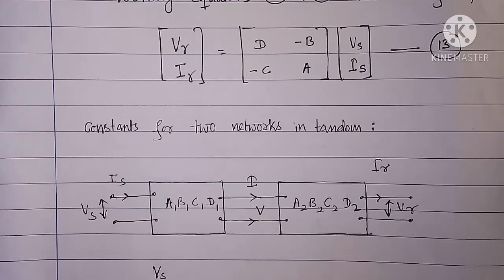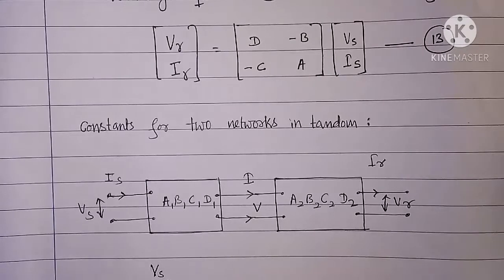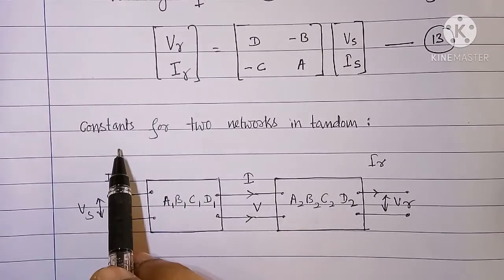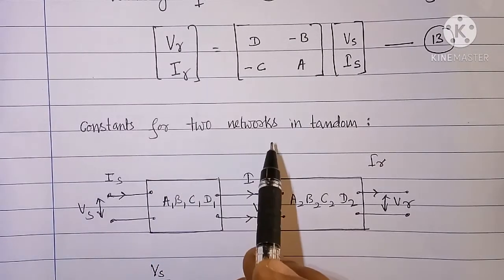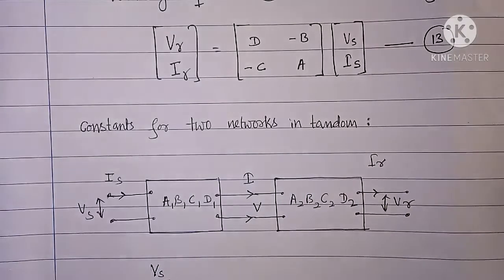In last class we derived the ABCD constants for a two-port network representing a transmission line. Today I will just brief how the ABCD constants for two networks in tandem are written.